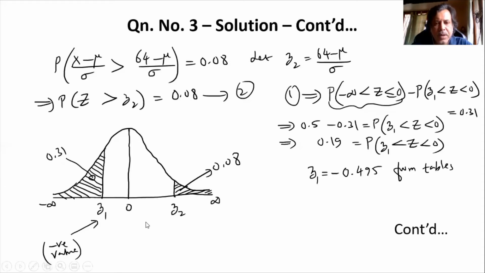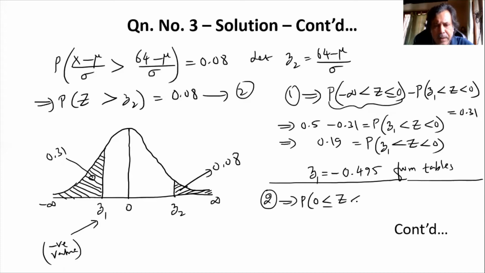Now, let us go to the second equation. Let me put a line here. What is our second equation? Second equation is available here, z greater than small z2. If I want to find this, actually it will be probability of 0 less than z less than infinity minus probability of 0 less than z less than z2. That should be equal to 0.08.